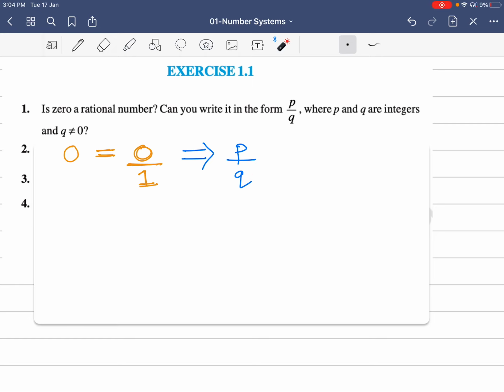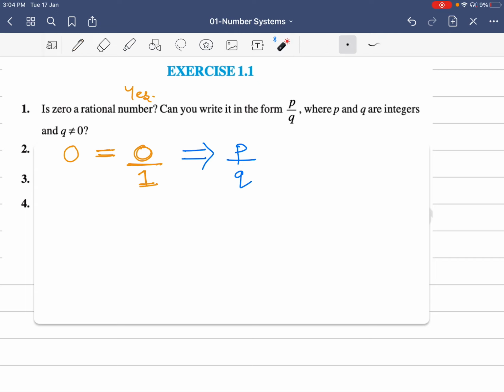So both p and q are integers, 0 and 1, and the denominator, that is q, is not equal to 0, which is the definition of a rational number. Thus this 0 by 1 representation of the number 0 is in the form of a rational number. Thus we can say that 0 is a rational number. So the answer to this question is yes, 0 is a rational number.